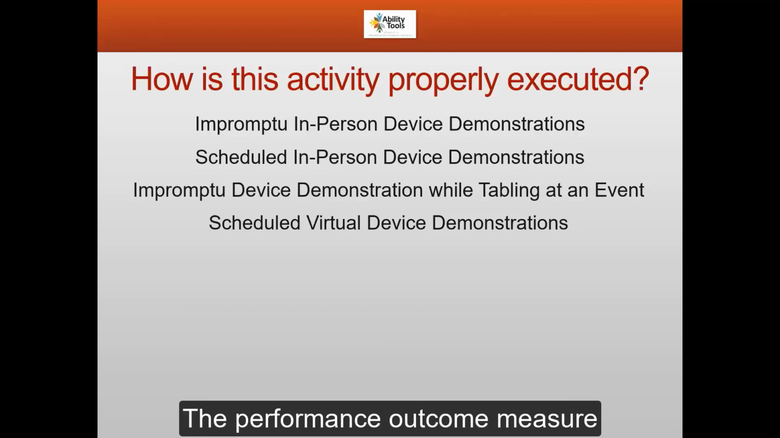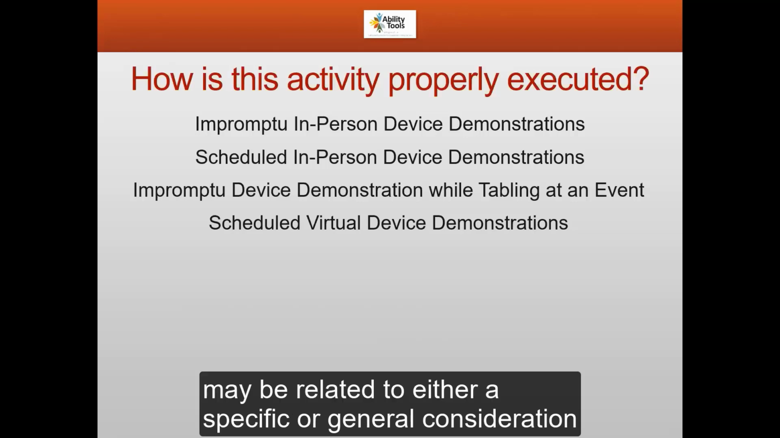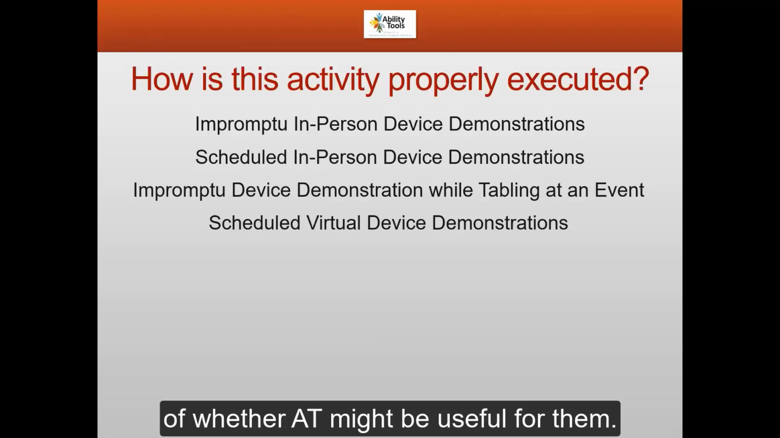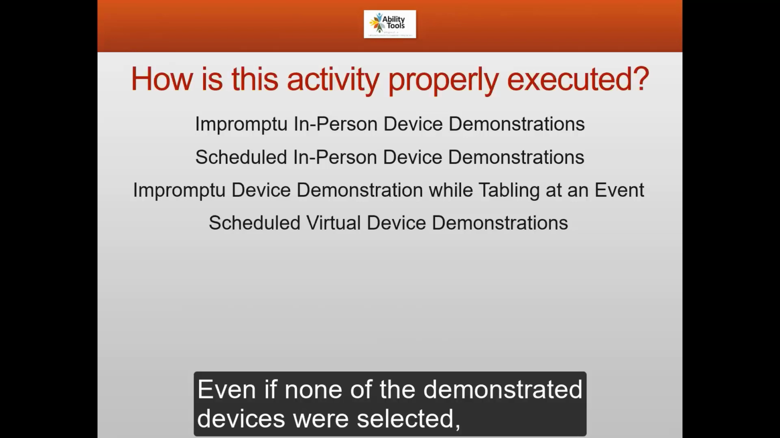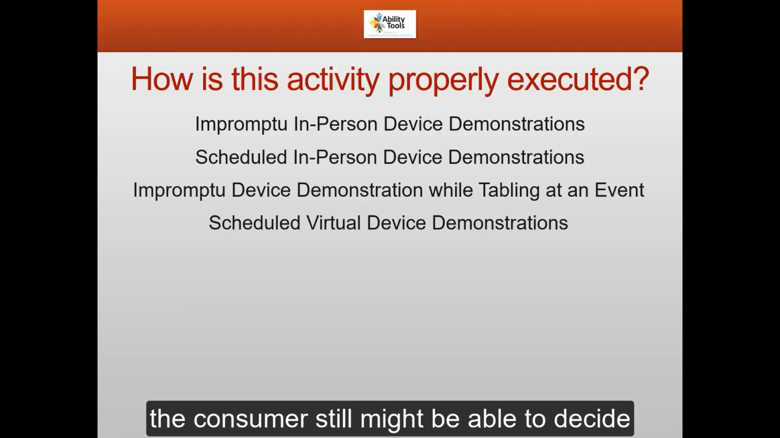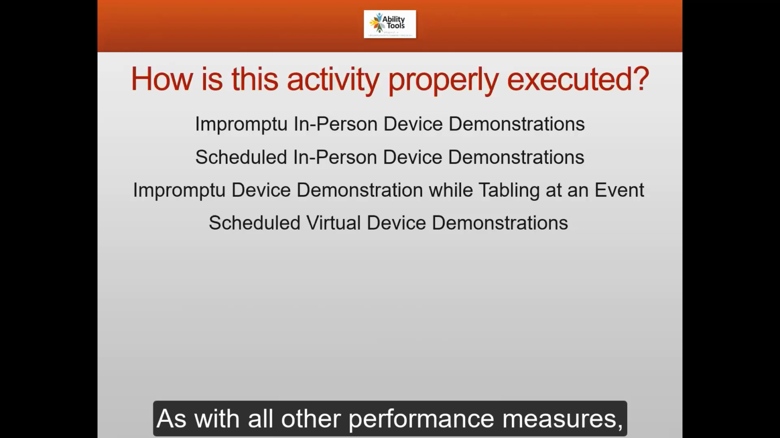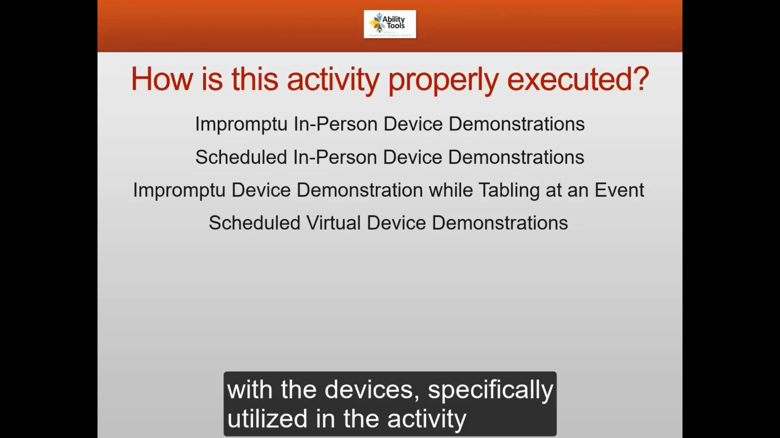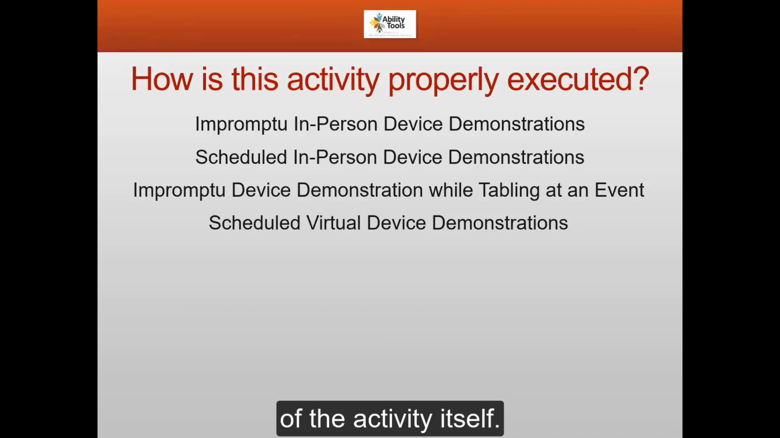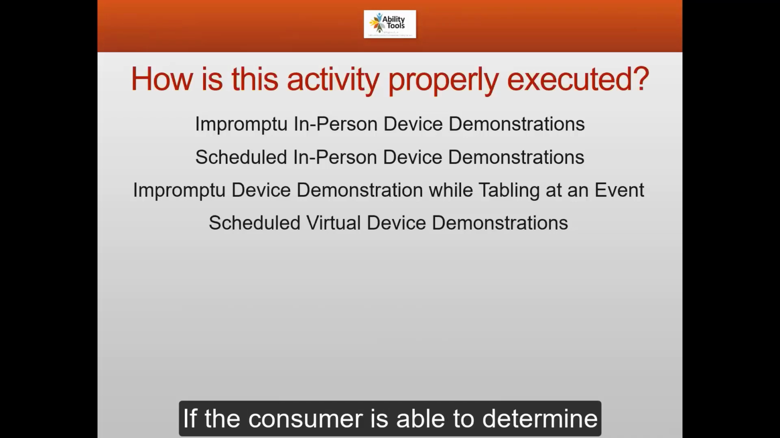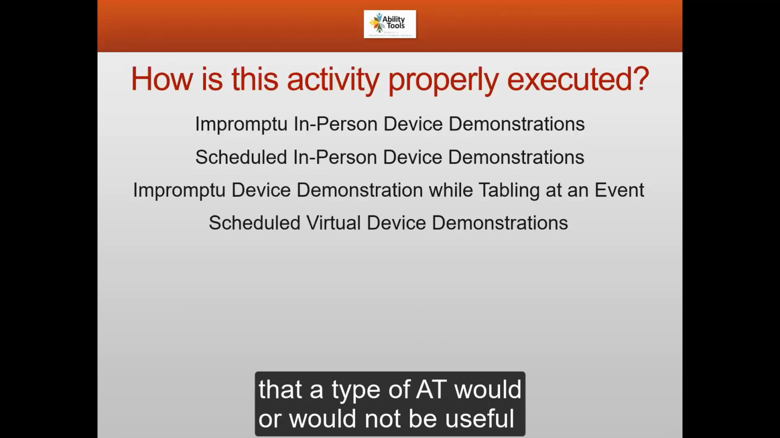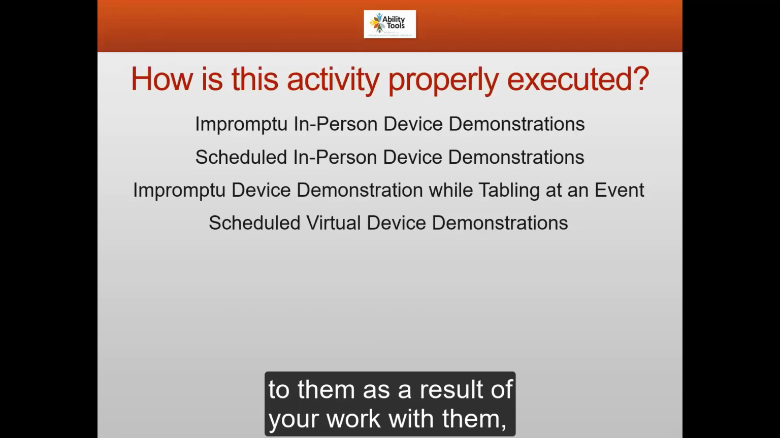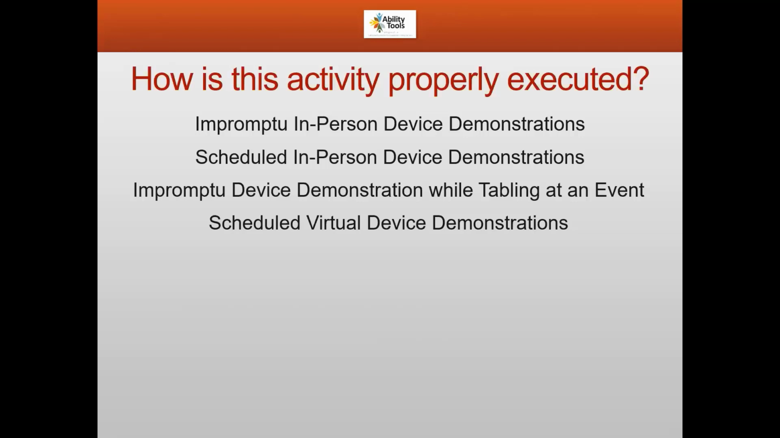The performance outcome measure may be related to either a specific or general consideration of whether AT might be useful for them. Even if none of the demonstrated devices were selected, the consumer still might be able to decide that AT would help. As with all other performance measures, the performance measures have little to nothing to do with the devices specifically utilized in the activity, and everything to do with the execution of the activity itself. If the consumer is able to determine that a type of AT would or would not be useful to them as a result of your work with them, then your demonstration was a success.